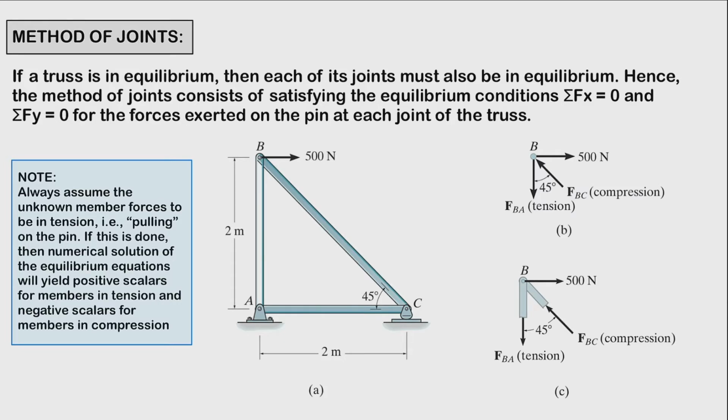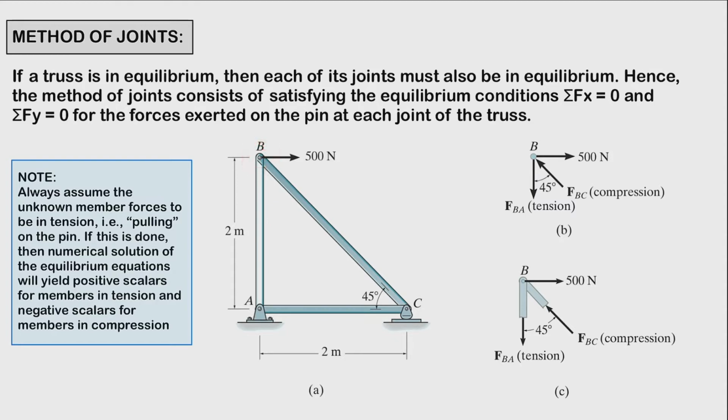When using this method, it is necessary to draw each joint's free body diagram before applying the equations of equilibrium. Recall that the line of action of each member force acting on the joint is specified by the geometry of the members, since all our members are actually two-force members. As an example, let's consider our simple truss right here, and let's look at our joint B.